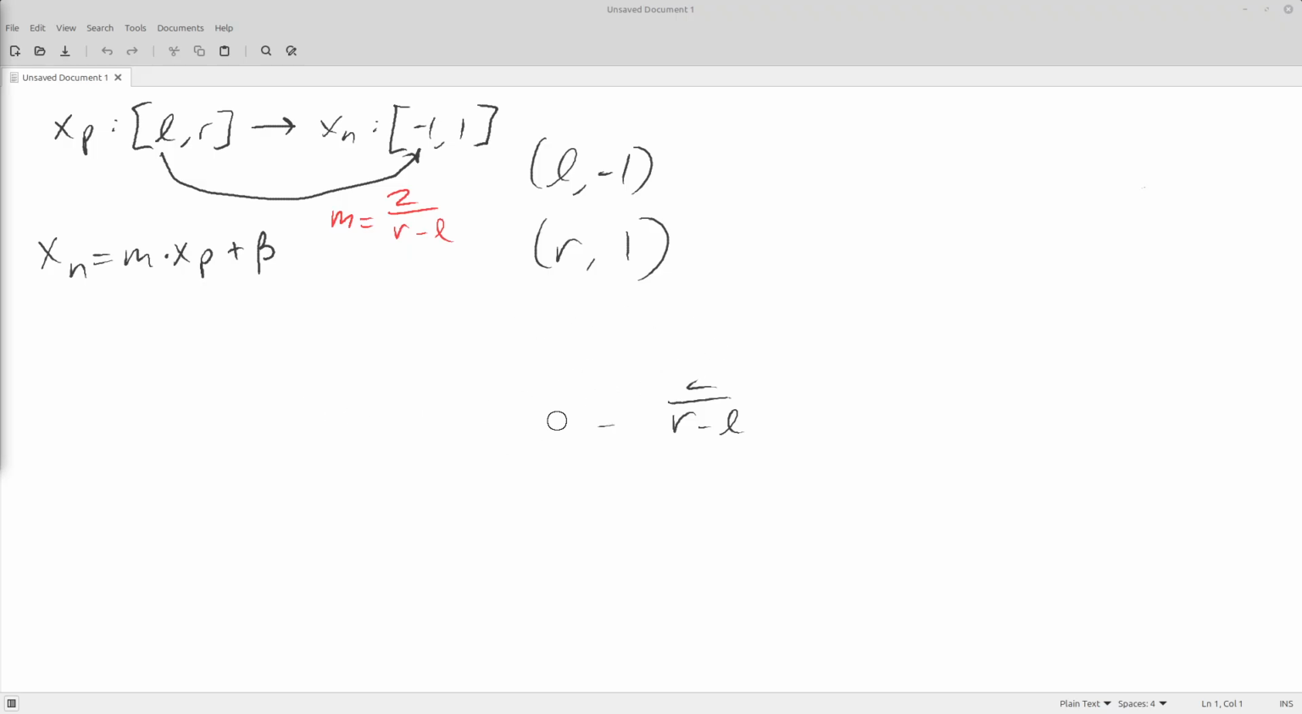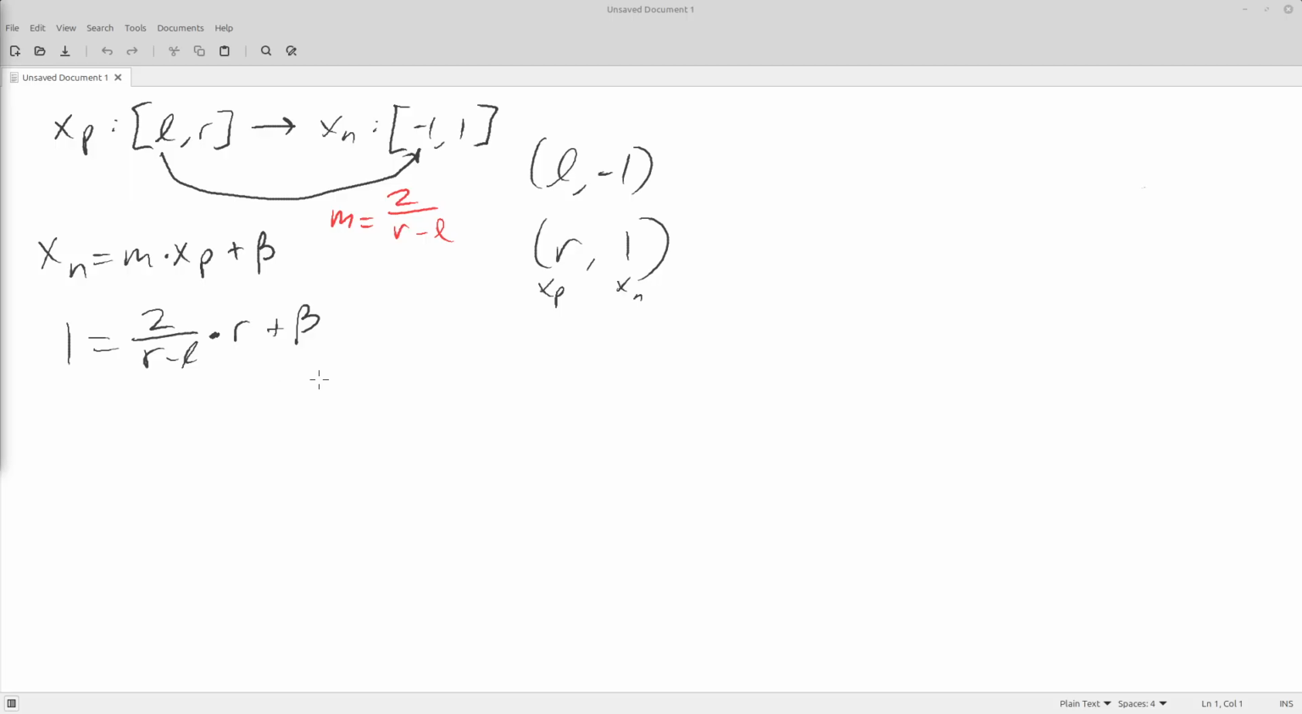But now we want to figure out our beta, this guy right here. So let's plug in what we have. Well, we can just use one of these points. Let's just use this point because it seems simpler. And we know that this is x of p, x of n. We'd say 1 equals, and we have our m as well, 2 over r minus l times x of p r plus beta. And let's work through this and try to get beta on a side by itself.